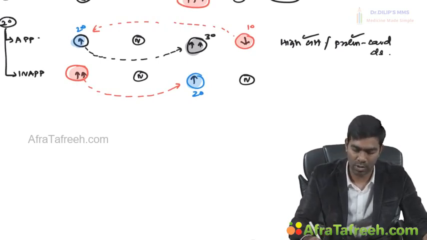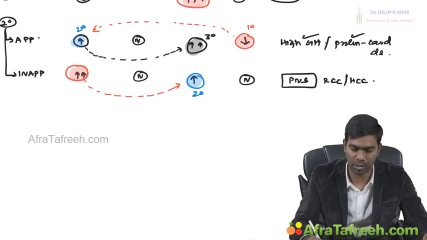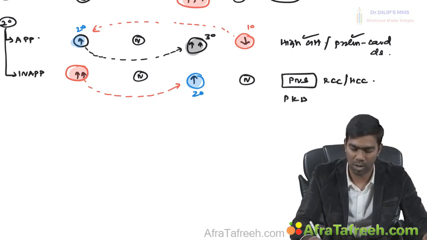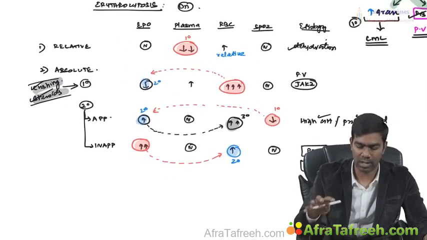Where is this going to happen? Typically in many paraneoplastic syndromes, especially those with RCC and hepatocellular cancer, renal cell cancer, hepatocellular cancer, and patients who are having polycystic kidney disease may also encounter this particular issue. So these are the differential diagnosis for erythrocytosis.